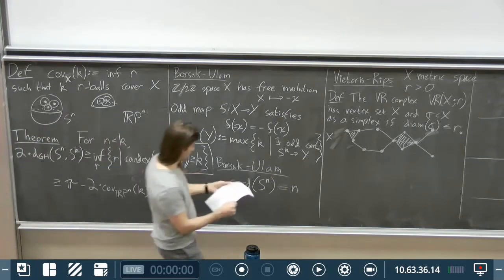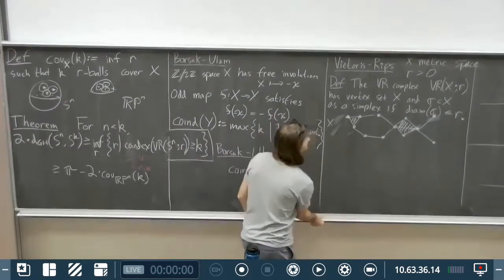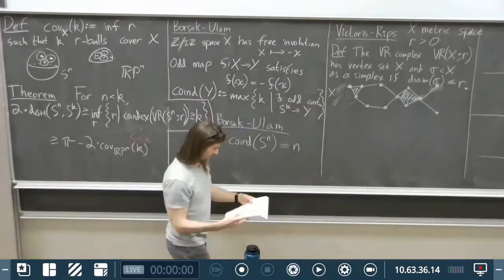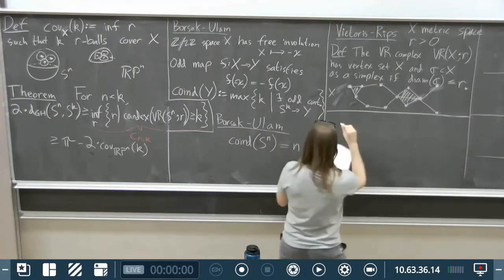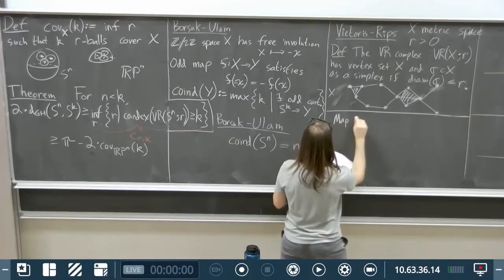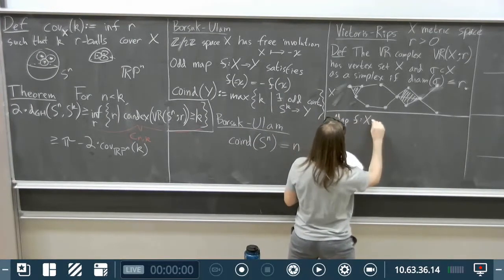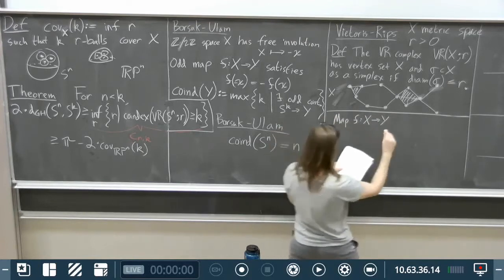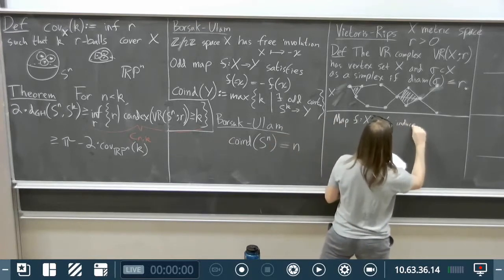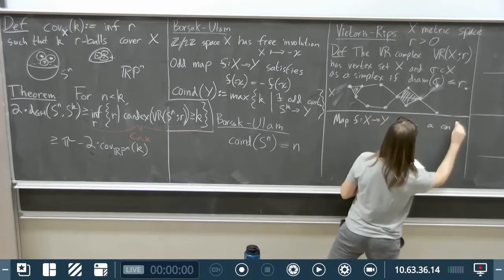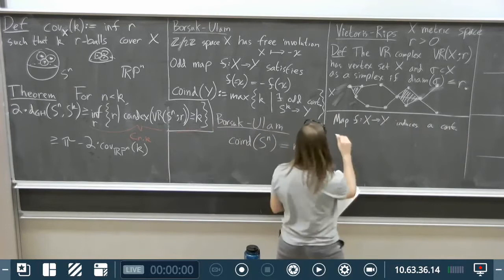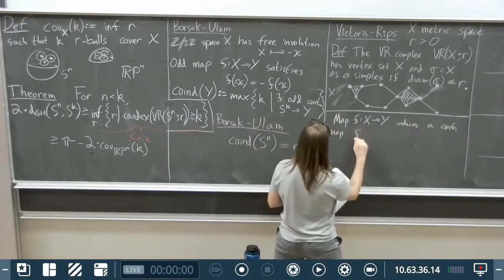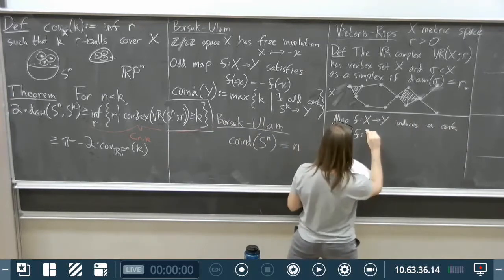Okay. An important property is that Rips complexes sort of turn discontinuous maps into continuous ones. So a map between two spaces that may be discontinuous induces a continuous map between the Rips complexes.